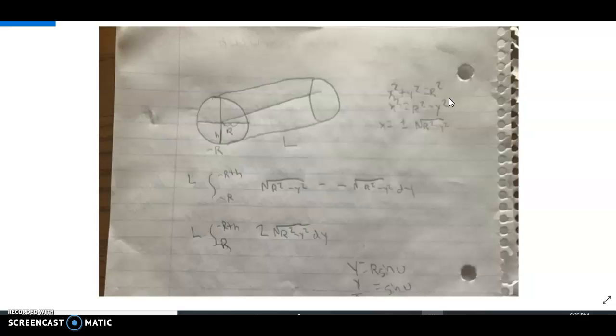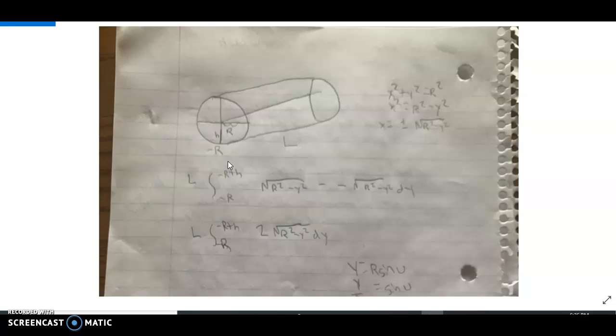And also, now we need it in terms of y because it said the axis is horizontal in the problem, if you remember. So we solved for x and got plus or minus the square root of r squared minus y squared. So what we did from there was we knew we had to find the area. So we had to take the integral, obviously.